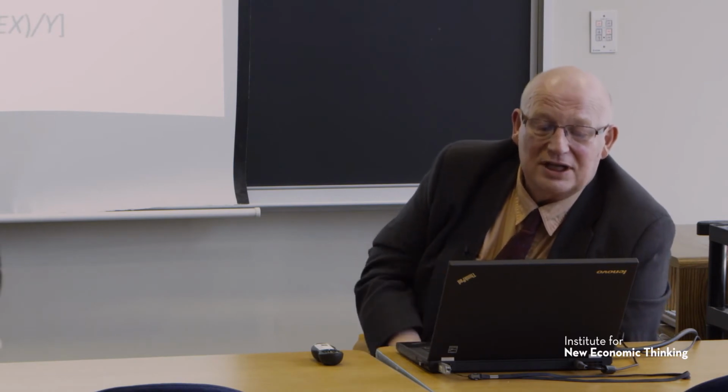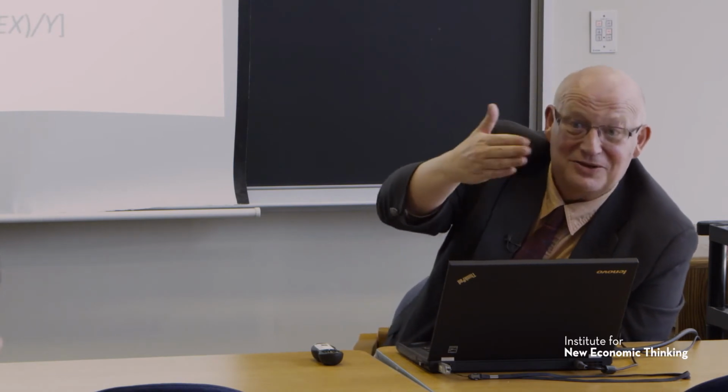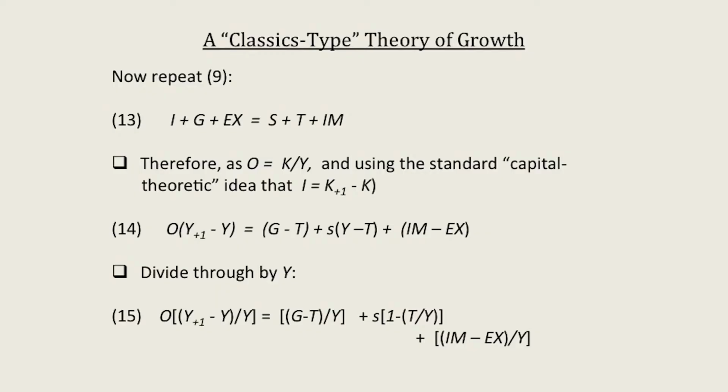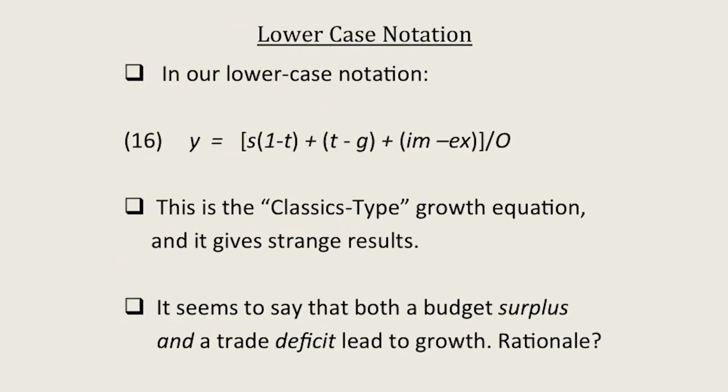So let's work out a classics type growth theory using exactly those standard capital theoretic terms. And oddly enough, you come up with something like this. You don't come out with y equals s over o. In our lowercase notation, the classics type growth equation comes out like this. And as I say, it gives strange results as far as I can say. You've still got the idea that an increase in savings will increase growth, but you have here an idea that a budget surplus would lead to increase in growth.